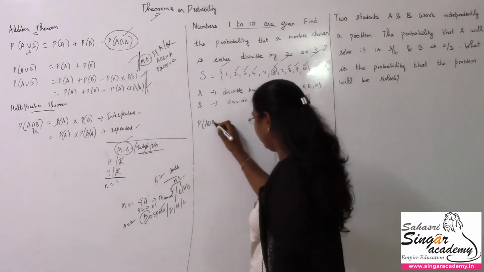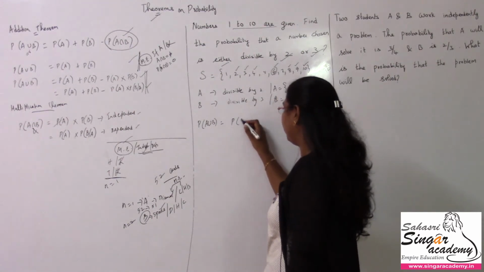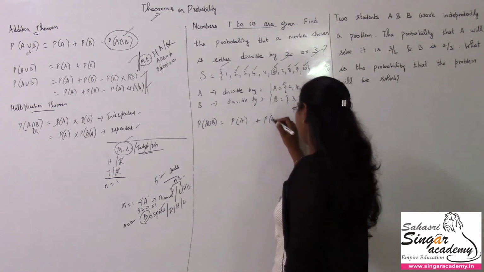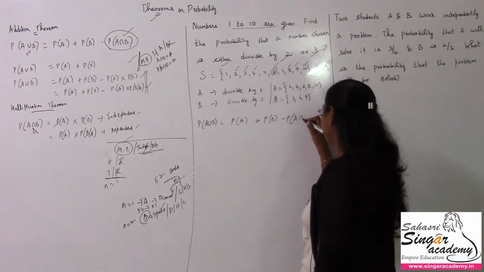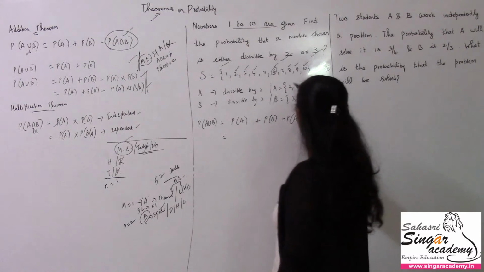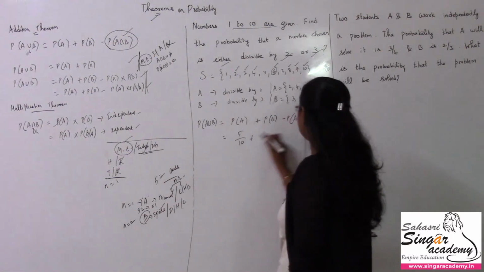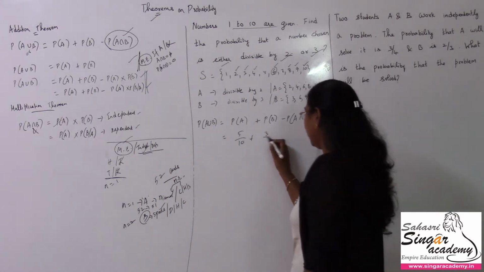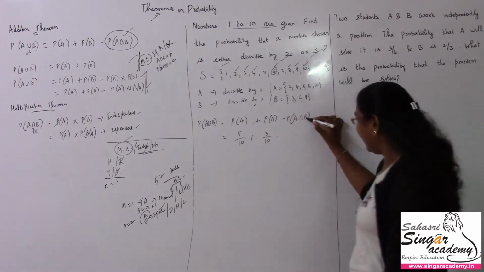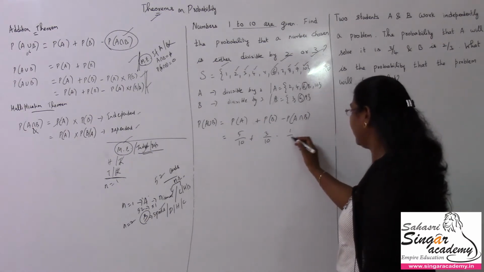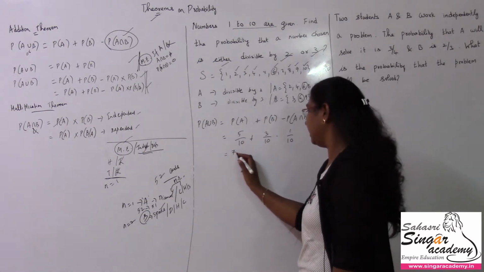So A union B equals P of A plus P of B minus P of A intersection B. So P of A is 5 divided by 10, plus P of B is 3 divided by 10. For A intersection B, I have the common number 6 here. So minus 1 by 10, which is 7 by 10.